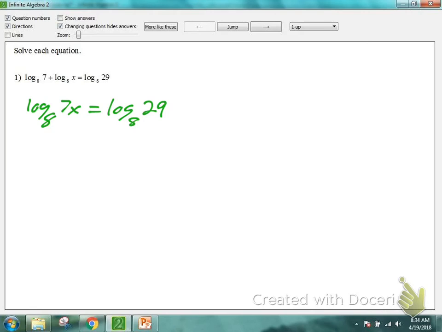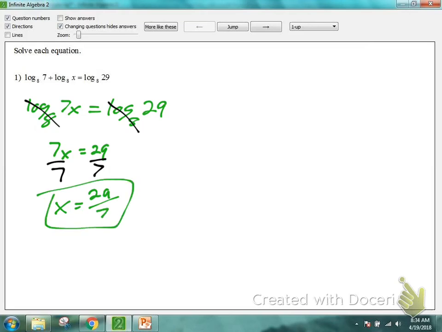Now what can you do? What did we do the other day? We've got logs on both sides, so we can just cancel them out. Good. So it leaves you with 7x equals 29. What's your next step? So x equals 29 sevenths. No reducing you can do there. That's it.